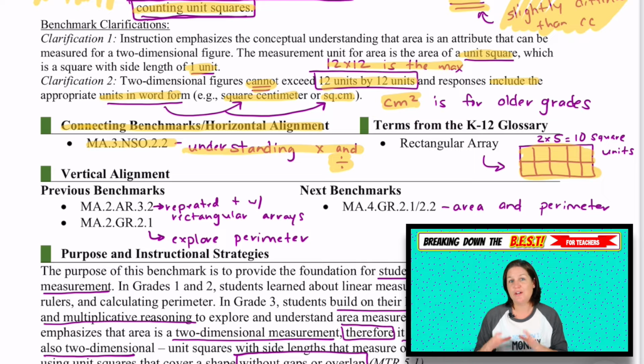But we're not mentioning a formula in this standard just yet. That's not the target of this standard. Bring it up if your students notice it and discover it, but the target of the standard is to count up the squares. And of course, we will need to know this term right there. A rectangular array is an array in the form of a rectangle, just like this down here. This would be 2 rows of 5 for a total of 10 square units as the area or the space inside of a figure.